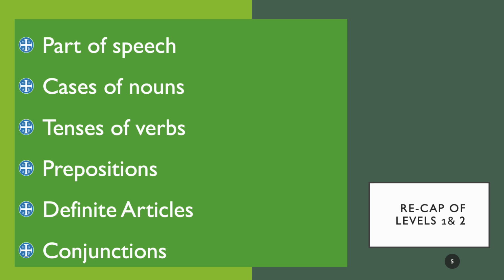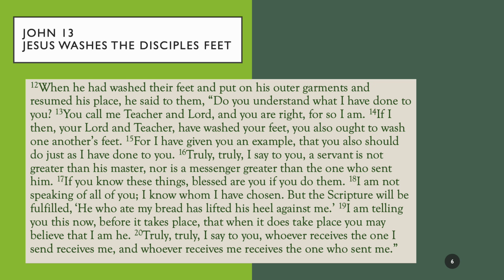In this video, as we recap level 1 and level 2 material, we're going to take a look at the parts of speech, cases of nouns, tenses of verbs, a few prepositions, definite articles, and conjunctions as we do a bit of revision. We're going to start by looking at John 13, and we're going to look for some of the aorist tense verbs, that is, the past tense ones. So I'm going to read it first in English. Keep an eye out for verbs that you think might have been translated from a Greek aorist.